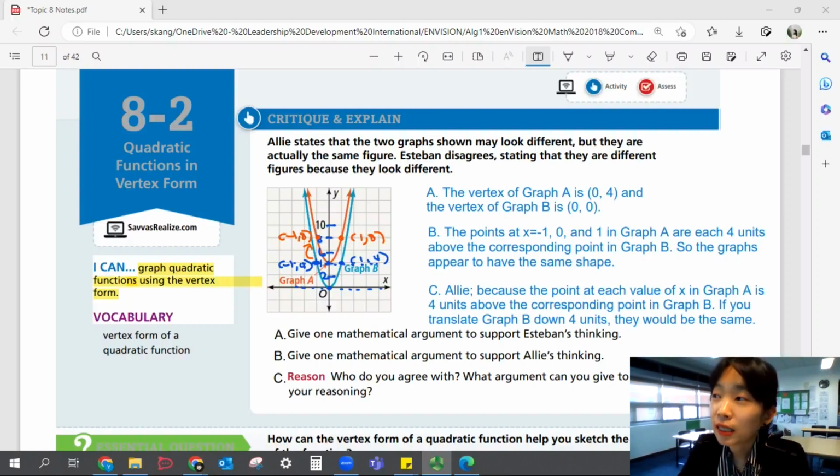So there you go. Ali, because the point at each value of x in graph A is 4 units above the corresponding point in graph B. And if you translate graph B down 4 units, they would also be the same.